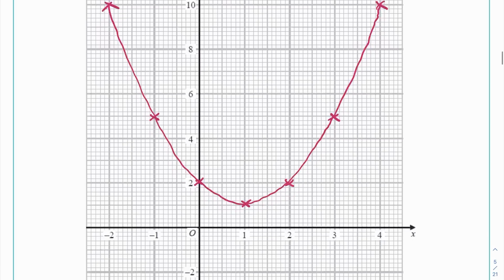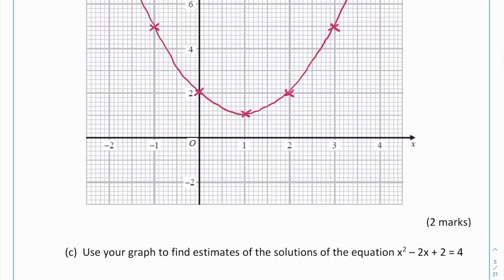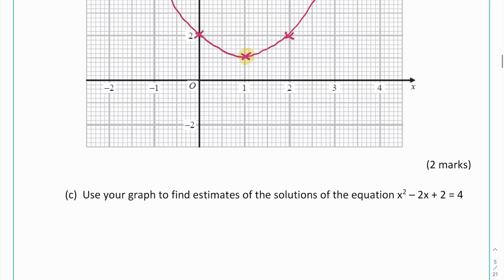Now the next step, you're often asked about the roots, or maybe about the turning point. You can see just here we have the turning point, and the coordinate for that is 1, 1. This isn't asking about the turning point though, it's asking about estimates to the solutions of the equation x squared minus 2x plus 2 is equal to 4.